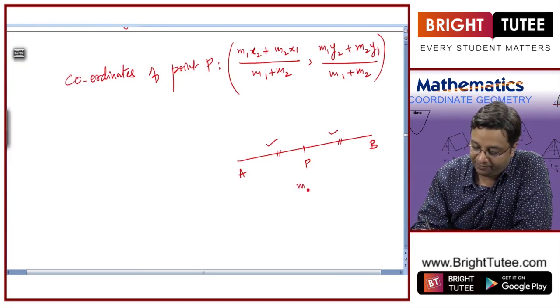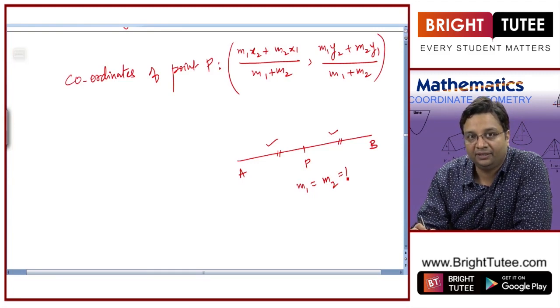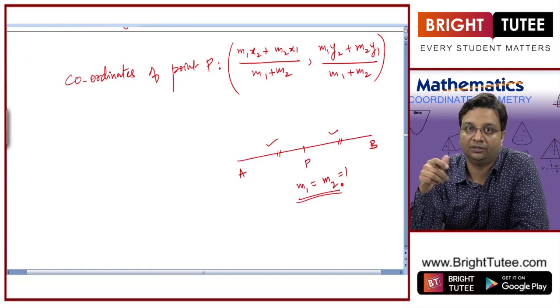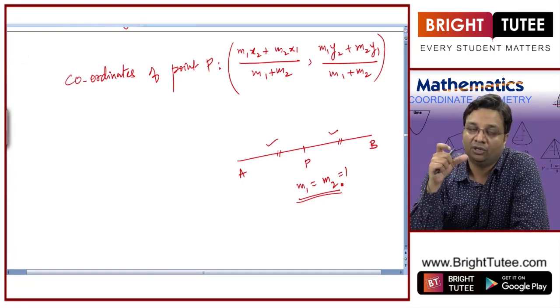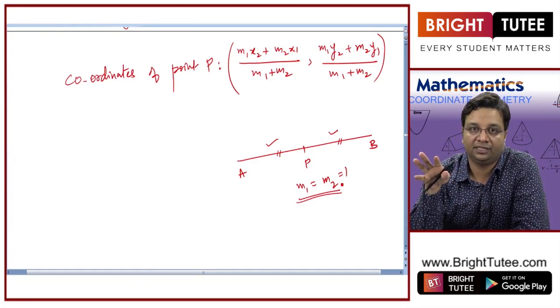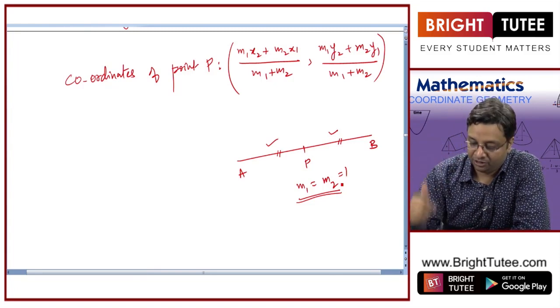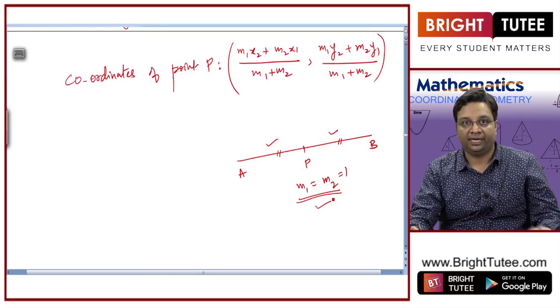In this case m1 equals m2, both are equal to 1, right? Or we can say m1 is equal to m2, so the ratio is equal. We can say 2 is to 2, 3 is to 3, or 1 is to 1. It is one and the same thing. So point P is bisecting this line segment AB. So in this case m1 is equal to m2.